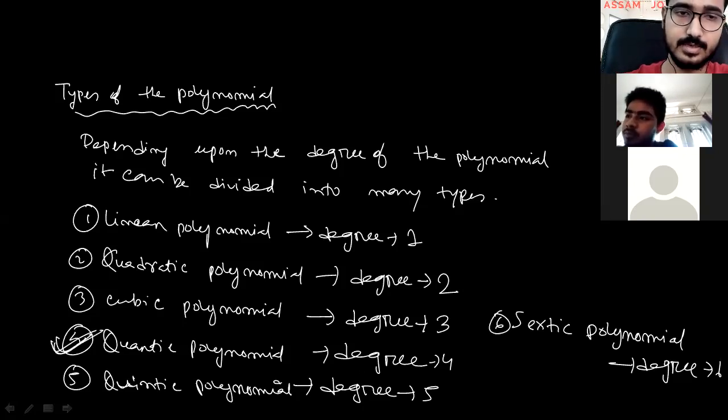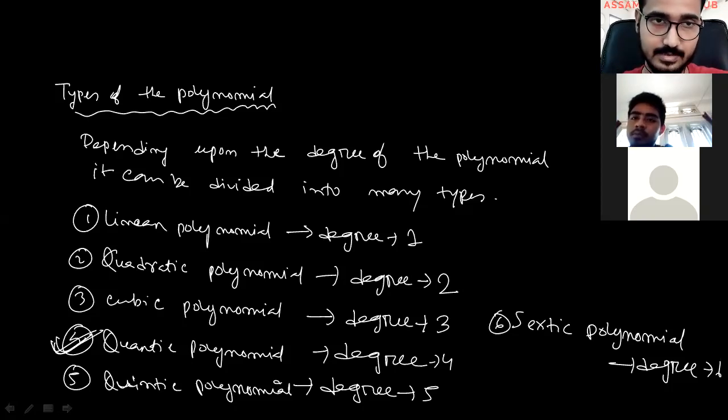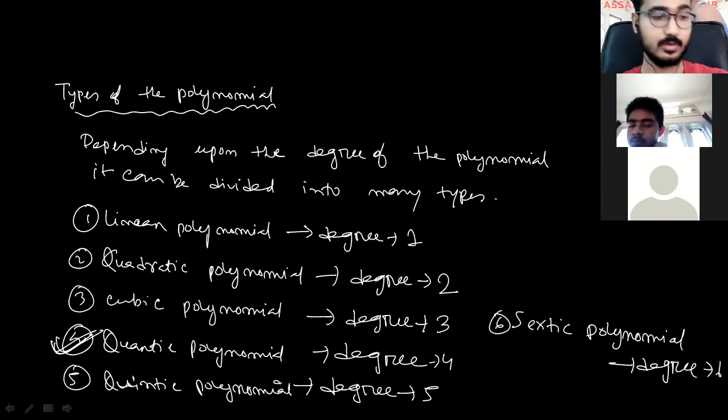When the degree is 3, cubic; when the degree is 2, quadratic; when the degree is 1, linear polynomial. So the type of polynomial depends upon the degree. Up to this, is it clear to all of you? Clear? Okay.